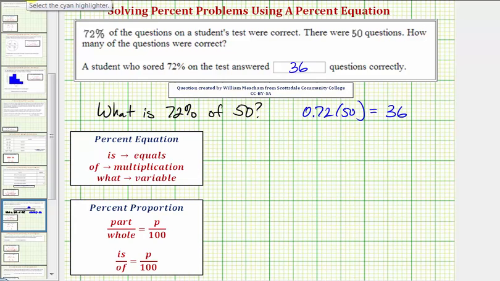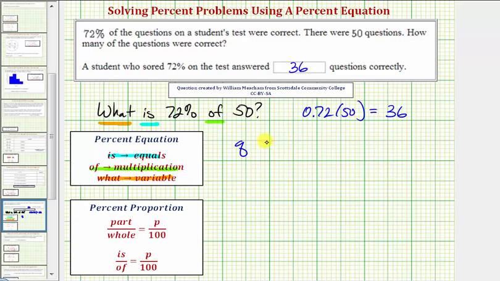To help us set up the equation, we use these key words where is means equals, of means multiplication, and what number or what percent represents the unknown, so we write down a variable. So looking at our question, notice how we have what, then is, then we have the percent, and then we have the word of. So to write the equation, for the word what, we write down our variable. Let's use Q for questions.